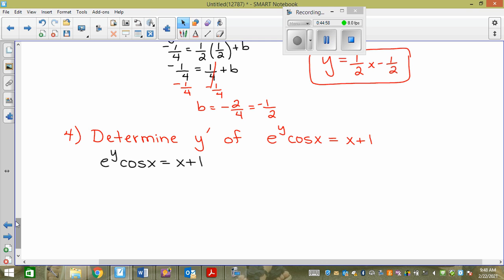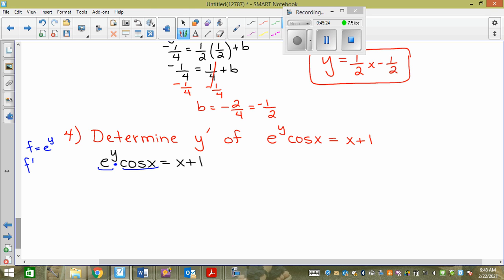e to the y cos x, what am I going to have to do? Yeah, product rule. Two things multiplied, right? When I do product rule, I go off to the side and do my f and my g first. So f equals e to the y, which is the same as e to the x, technically, right? And derivative of e to the x is e to the x. Yes? So the derivative of e to the y is e to the y, but what do we have to watch out for?